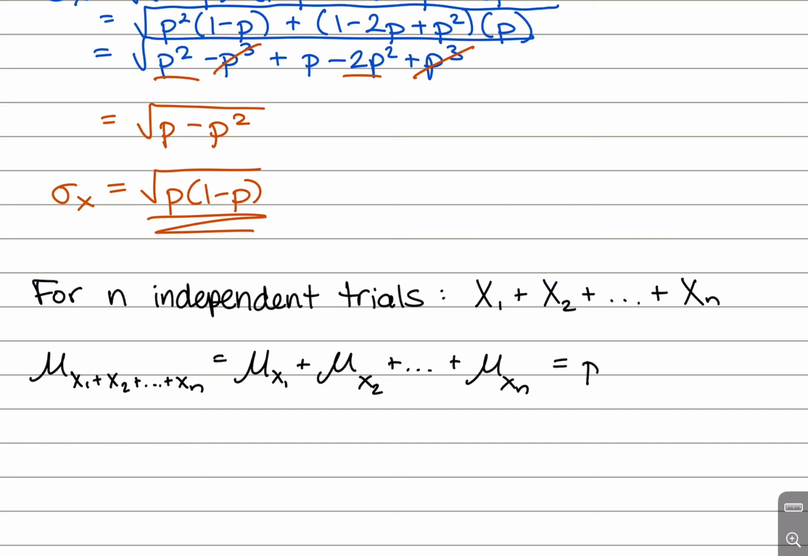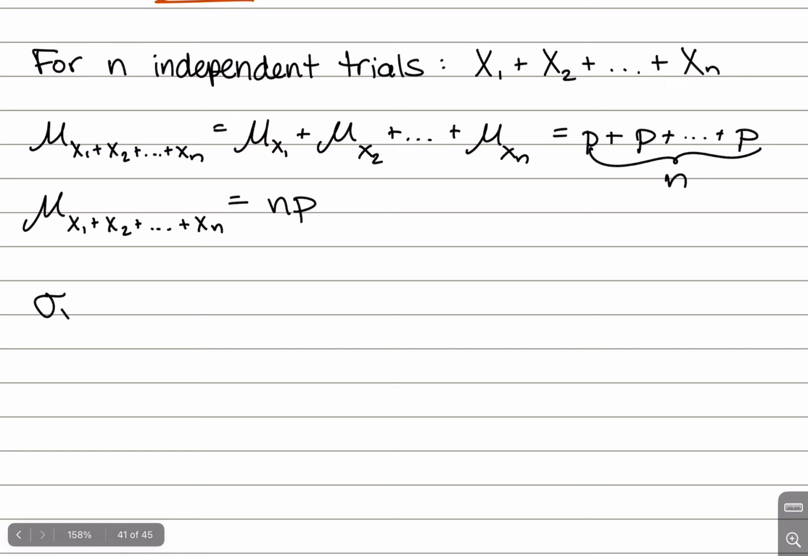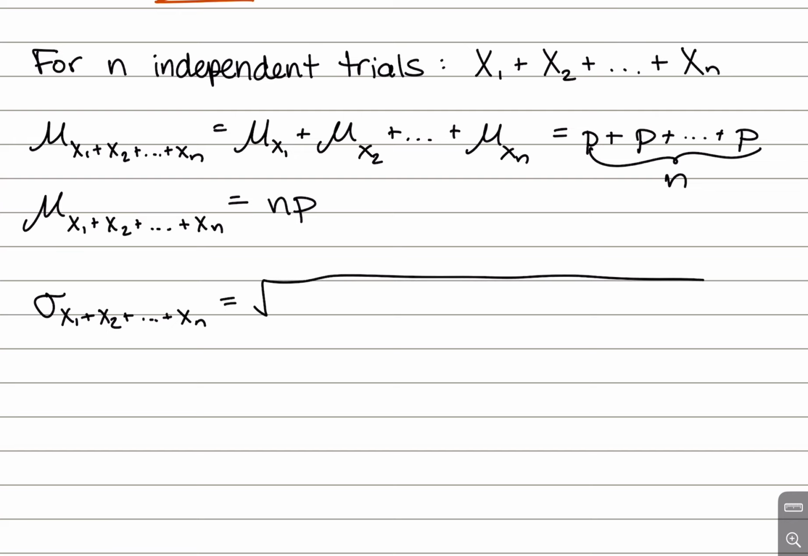Well, each of those means is P, and there's n of them. So the mean of these n x's is n times P. Now for standard deviation, we have to use our Pythagorean theorem of statistics because standard deviations don't add, but variances do. So we can take the variance of x1, add it to the variance of x2, add all those up to the variance of x sub n.